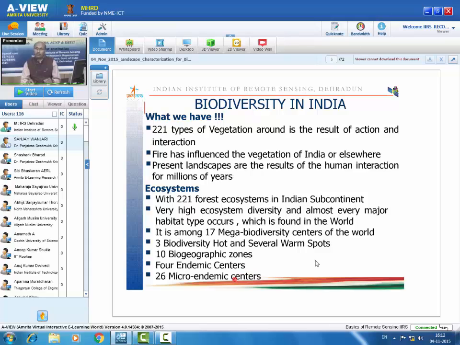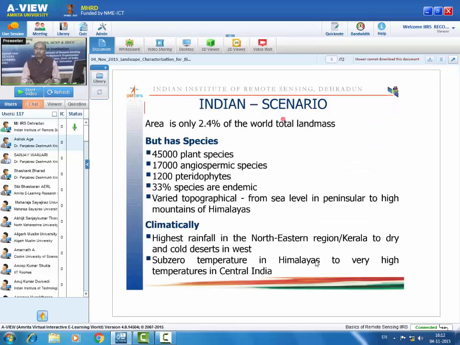And then we have 26 micro-endemic centers. That means the biodiversity present in those areas is extremely unique. That means you have micro niches where you have biodiversity which is not found elsewhere. So this is what we have here in our country.